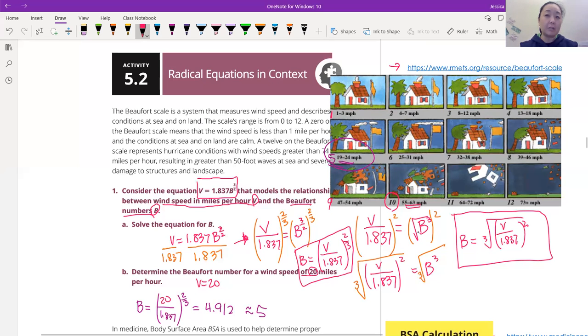And so from here, it'll take a few more steps. To get rid of the square root, we have to square it. These are things that we've just been doing. So we're going to square both sides, and now the square root has disappeared. And now how do we get rid of this cube? You have to cube root it. And you end up with b equal to the cube root of (v over 1.837) squared. That's what that would be.